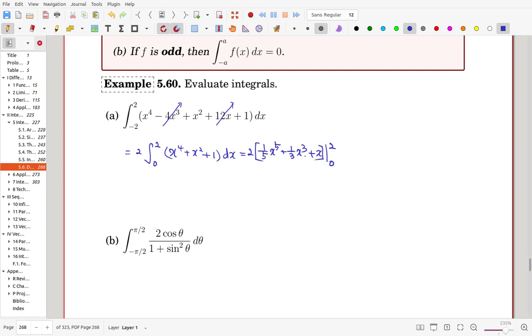And so the computation is simpler than evaluating at 2 and minus 2. Once you put in 0, it's 0, so you can save time. Twice the integral from 0 to 2 is much better for computation. So you can finish this computation yourself.